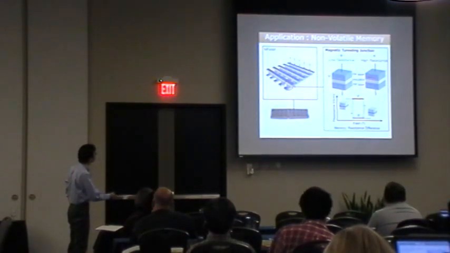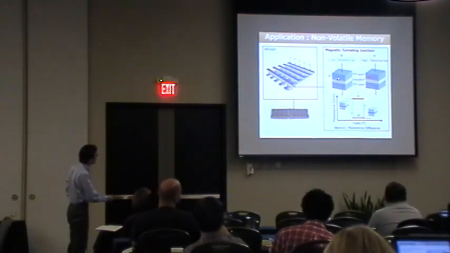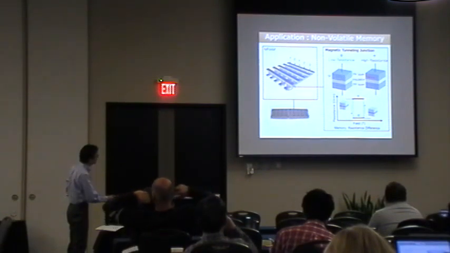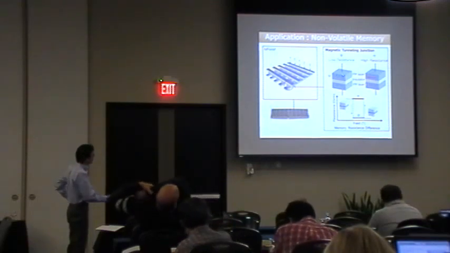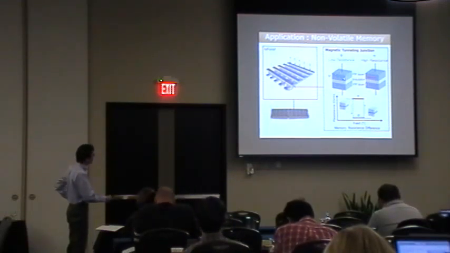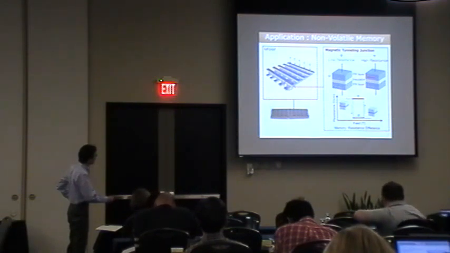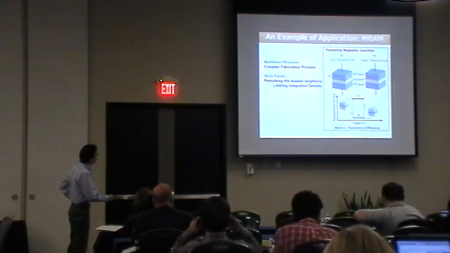This is non-volatile memory. Usually, this magnetic RAM is based on ferromagnetic layers which emit a stray field. As you notice, when these are parallel to each other, it has a low resistance state, and when they are antiparallel, they have a high resistance state. But this has several problems.